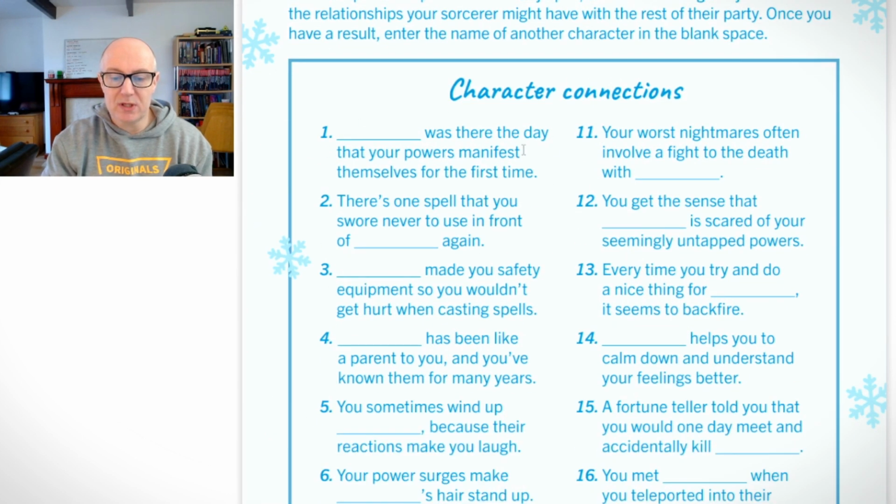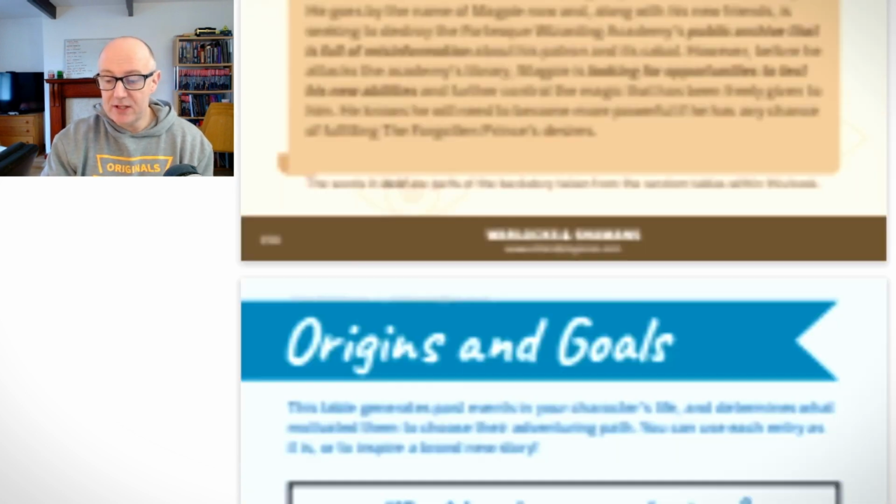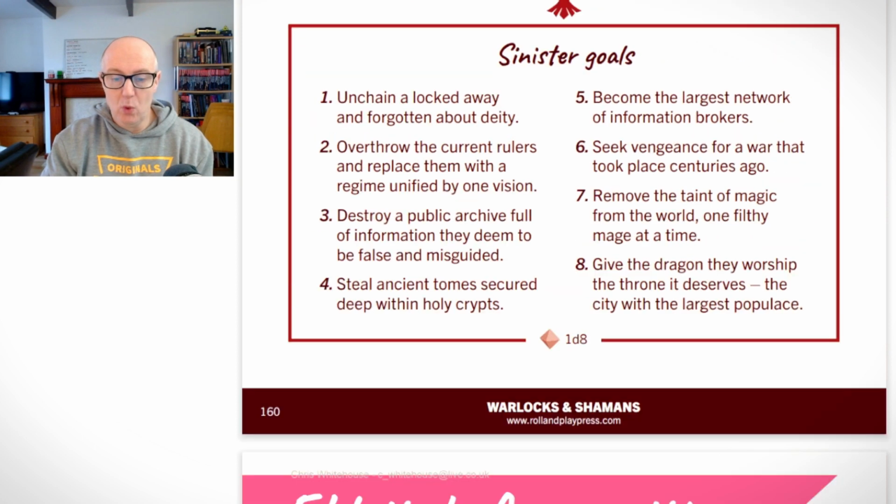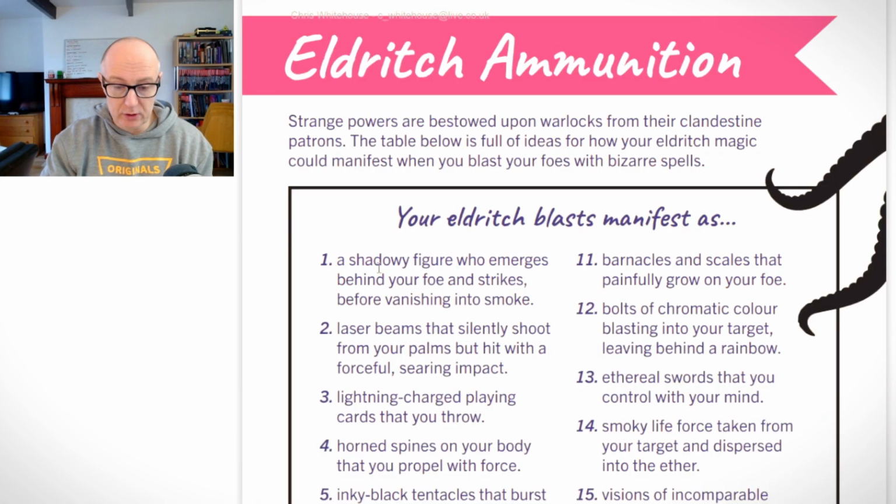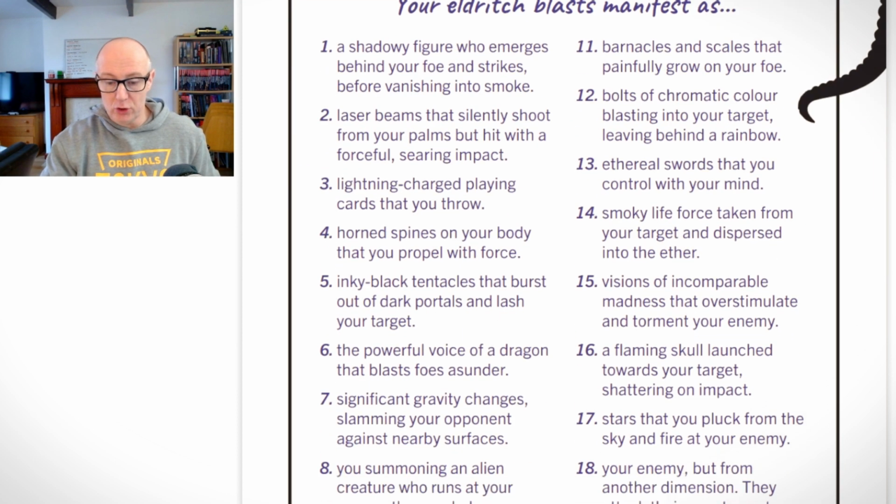Sorcerer. Your teammate was there the day that your powers manifested themselves for the first time. These are good, aren't they? Warlock, sinister goals, unchain a locked away and forgotten about deity. Eldritch ammunition. Your Eldritch blast manifests as a shadowy figure who emerges behind your foe and strikes before vanishing into smoke. That's cool. That is a good table.